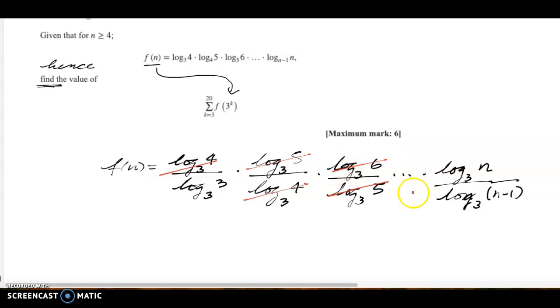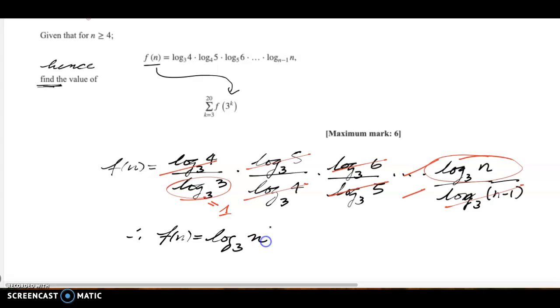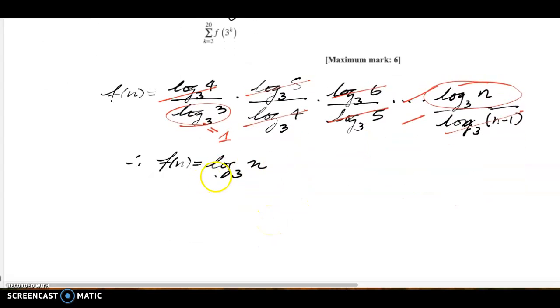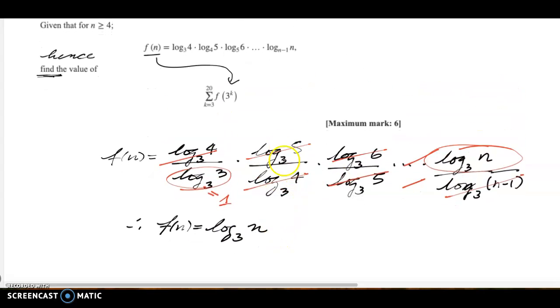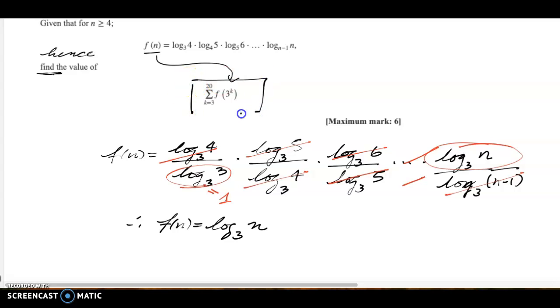Now the thing is, you can cancel: this cancels with this, one cancels with this one, would cancel with the bottom one here, but there's a 1 here that would cancel with this one. So this is equal to 1. Perfect. All we have left is this term. Therefore, f of n is actually log base 3 of n. Well, that's awesome, because what that means is I can use it here.